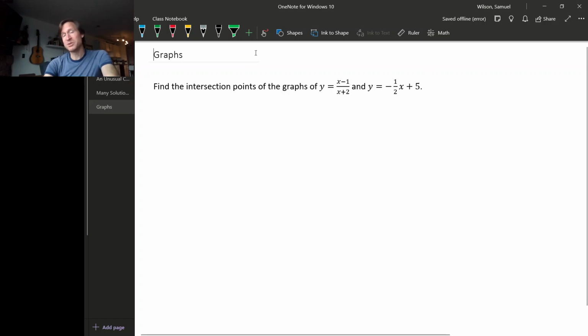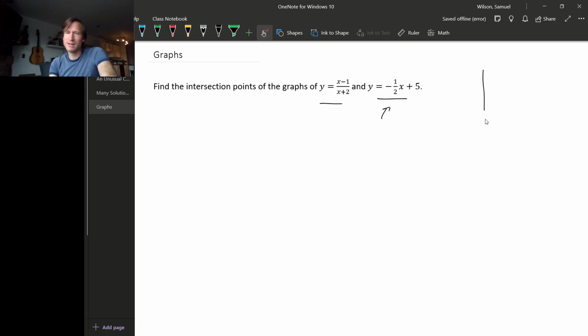Let's solve a geometry problem that leads to a system of nonlinear equations. So let's find the intersection points of the graphs of these two things. So what do the graphs of these look like? Well, the second one is a line. That one's not too bad to come up with a graph for. So 1, 2, 3, 4, 5. So there's the y-intercept, and then minus a half, so slope of minus a half, so something like this.